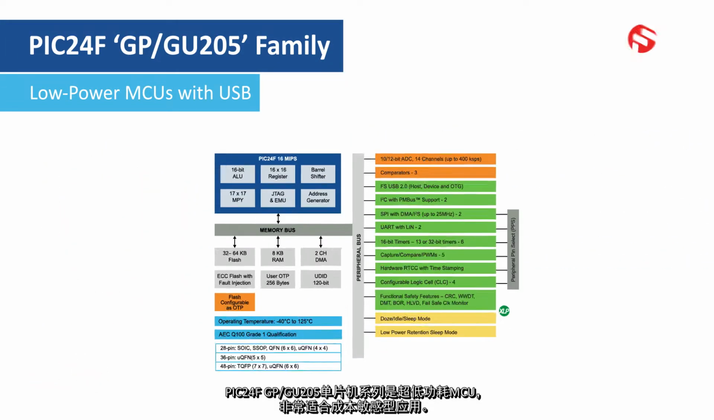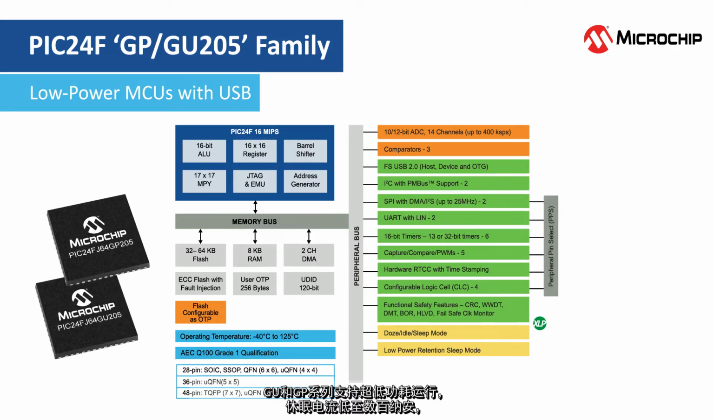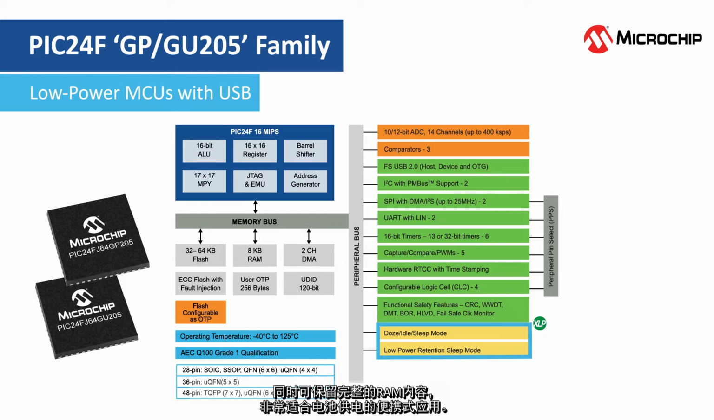The PIC24FGP and GU205 microcontroller family are extreme low power MCUs ideal for cost-sensitive applications. The GU and GP family features ultra-low power operations with sleep current down to a few hundreds of nanoamperes while retaining the complete RAM content, making it perfect for battery-powered portable applications.